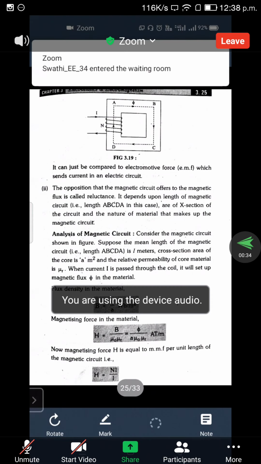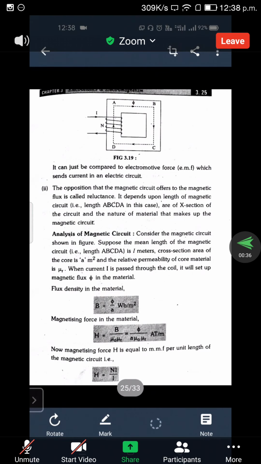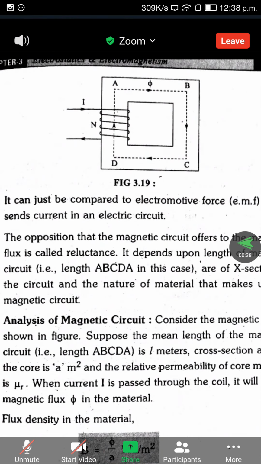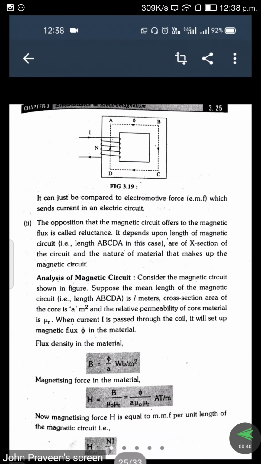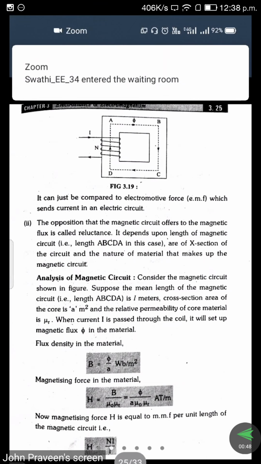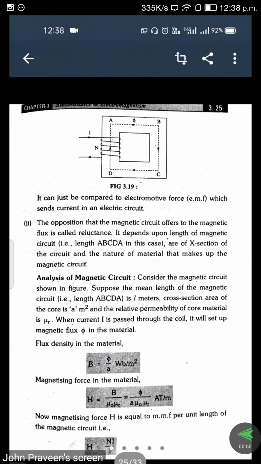So here we are taking N number of conductors, and the current passing through that conductor we are assuming as capital I. The flux produced we are assuming as phi. From that we have derived the relationship: B is equal to phi by A, H is equal to B by mu naught into mu R. Then finally we determine the equation.